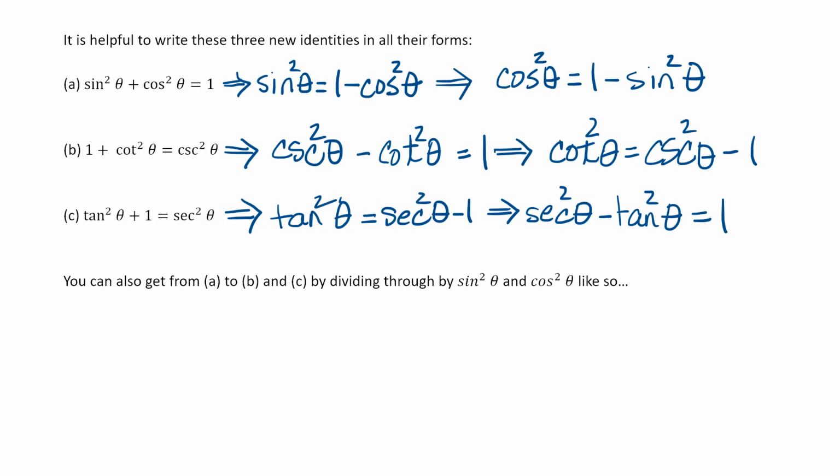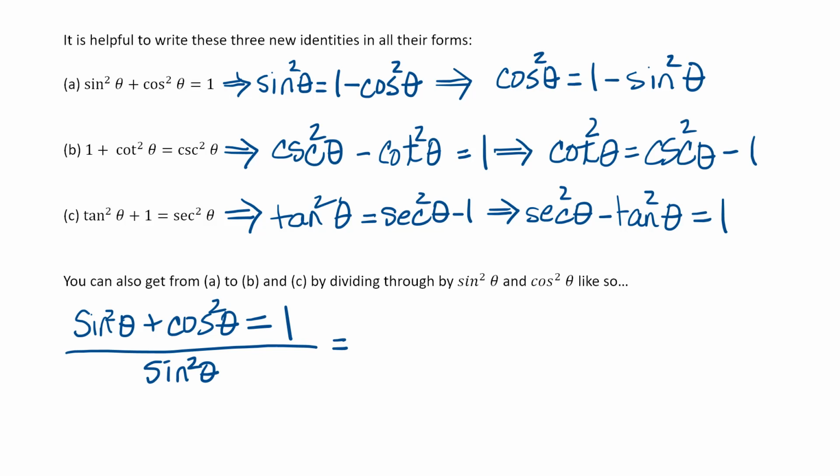Now this looks like a lot to memorize, and it is. I don't have all this memorized. I just go with sine squared theta plus cosine squared theta equals 1, and I use that to find everything else I need. So if you were to take A, sine squared theta plus cosine squared theta equals 1, and divide it by sine squared theta, you would get 1 plus cotangent squared theta equals cosecant squared theta. So I just got the second identity by dividing the first identity by sine squared theta.